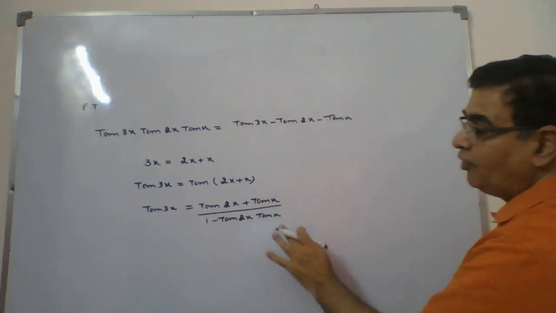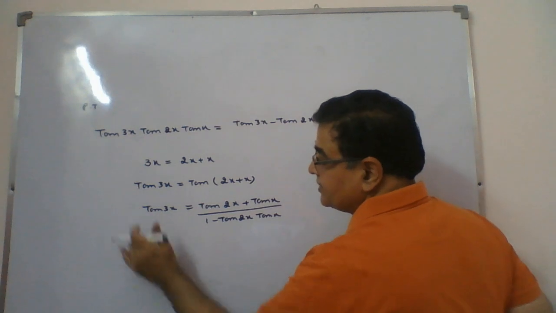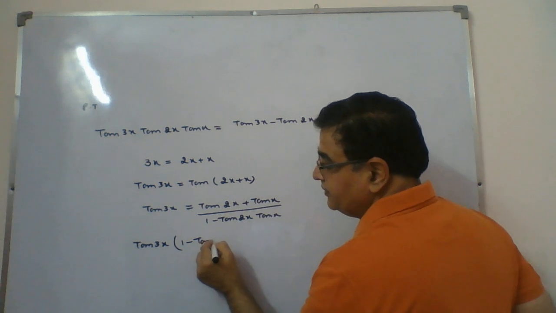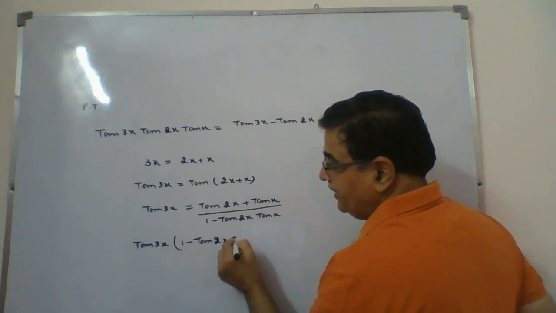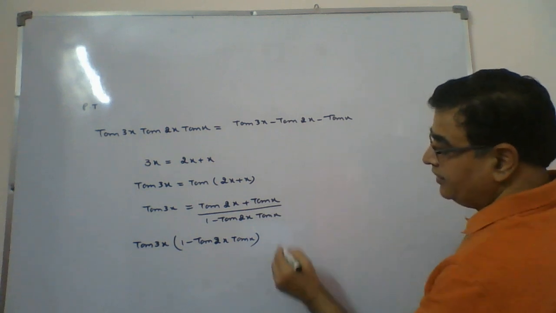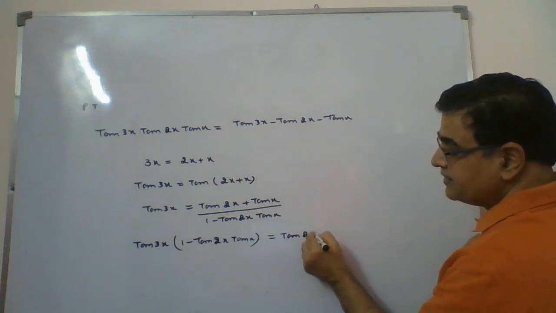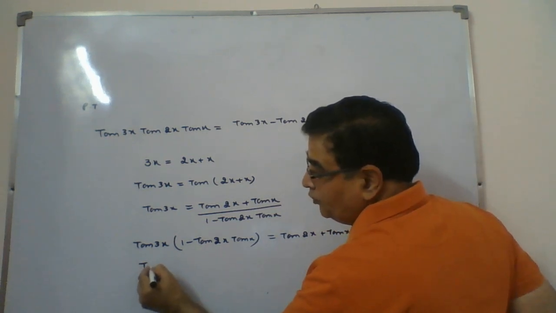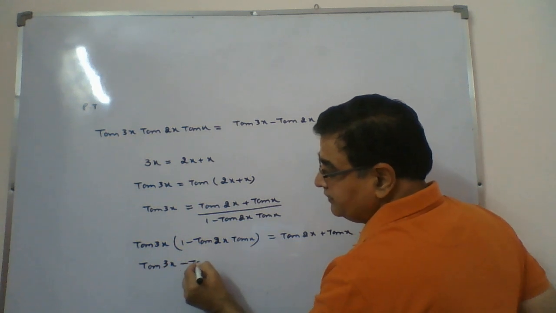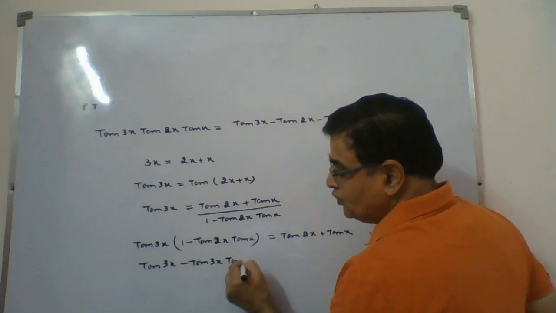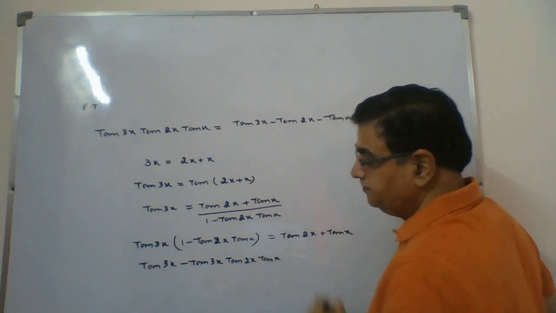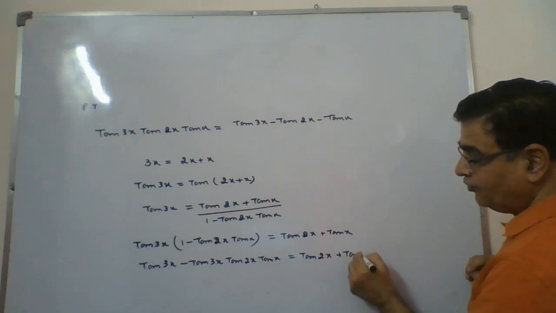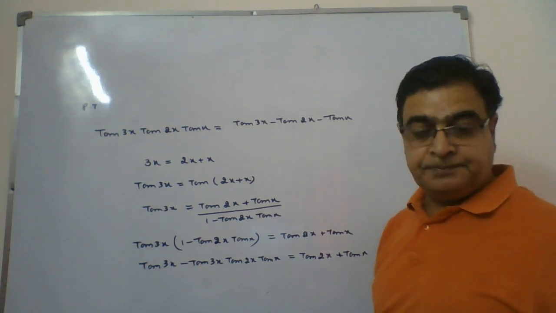So simply the tan A plus B formula we have taken. Now I'll take this term to this side. It will come out to be tan 3x into 1 minus tan 2x tan x, and here it is tan 2x plus tan of x. When you solve it now, it will come out to be tan 3x minus tan 3x tan 2x tan x should be equal to tan 2x plus tan of x. We will write it this way.